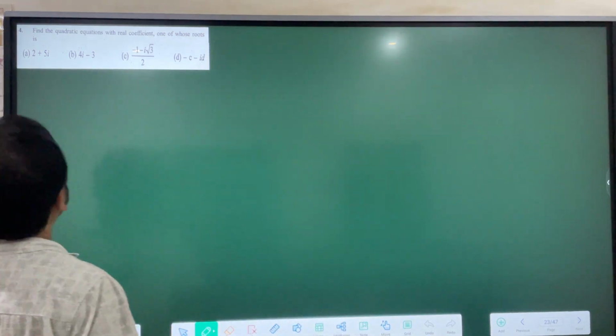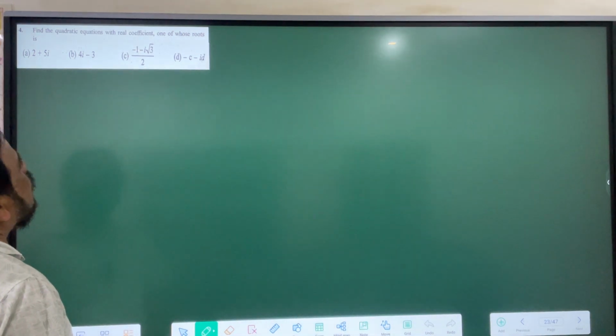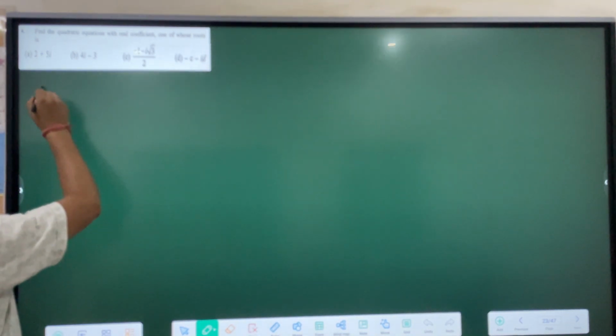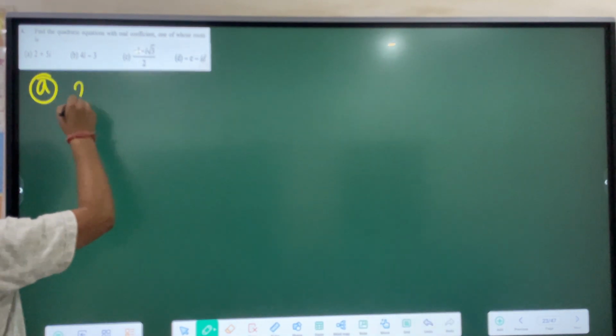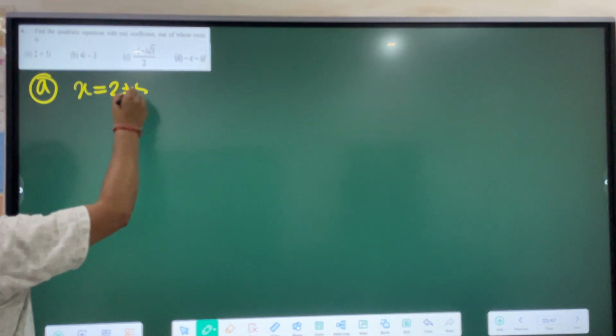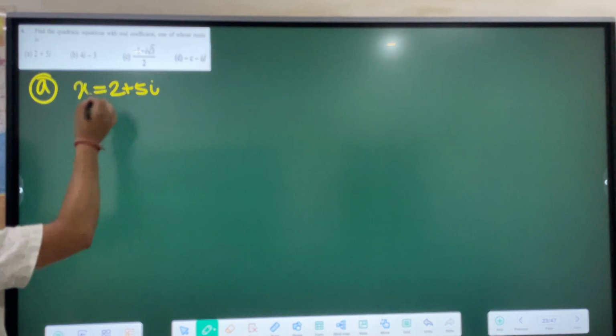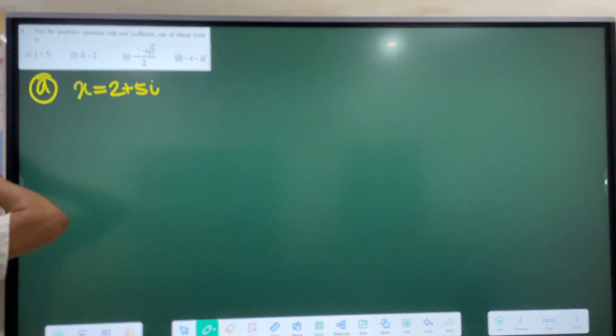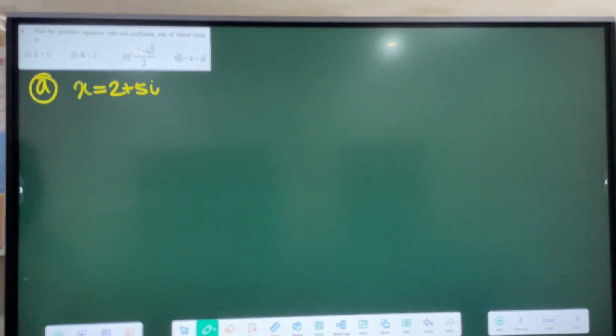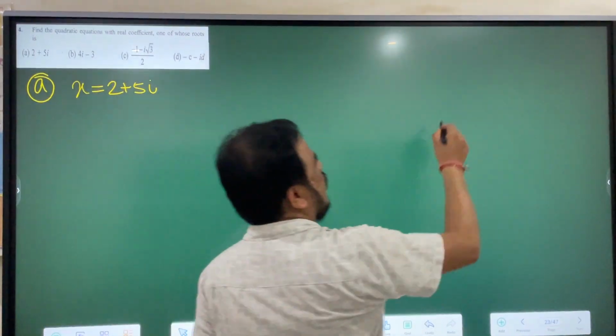Number 4, find the quadratic equation with real coefficients, one of whose roots is given. We have to find out the quadratic equation. One of the roots is given. So why have I written x equals to 2 plus 5a? Let me explain to you.